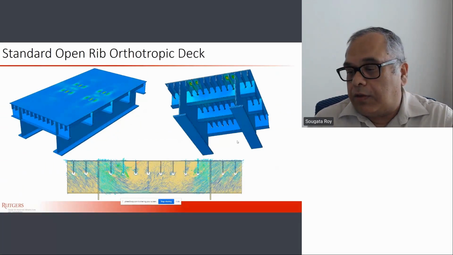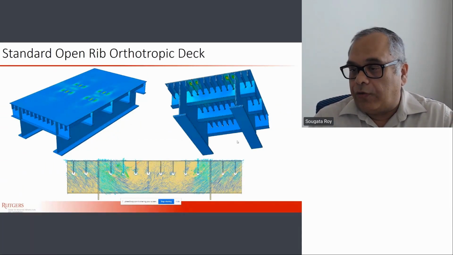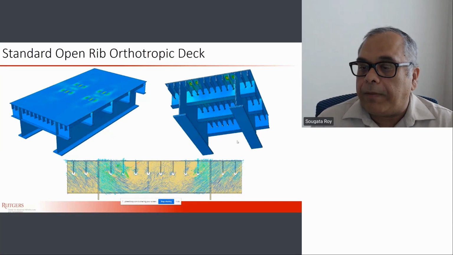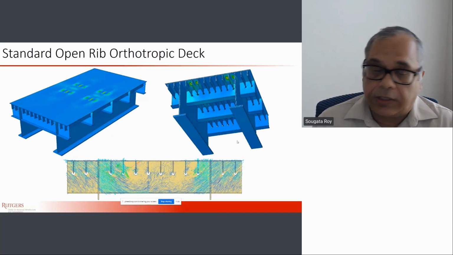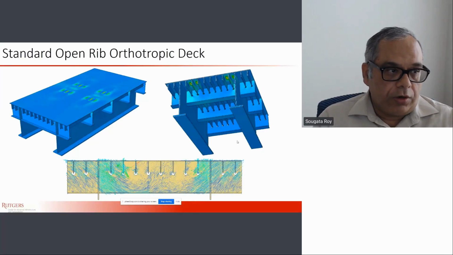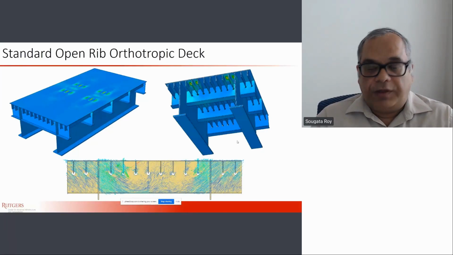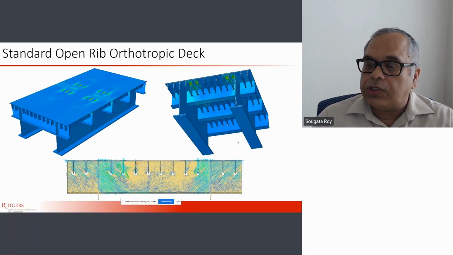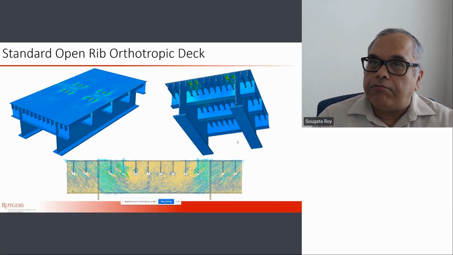But we are also not completely abandoning orthotropic decks. There are some other opportunities. Typically, orthotropic decks are closed rib, as I showed you earlier in the picture. We also have a project on open rib orthotropic decks, with the primary focus to use these as short and medium span steel bridge structures.